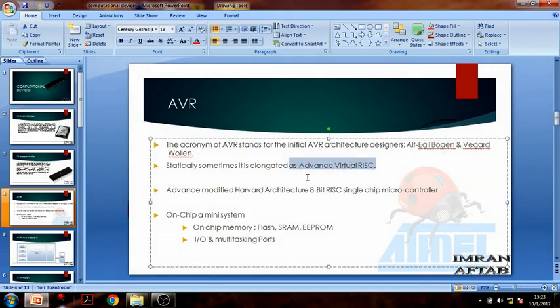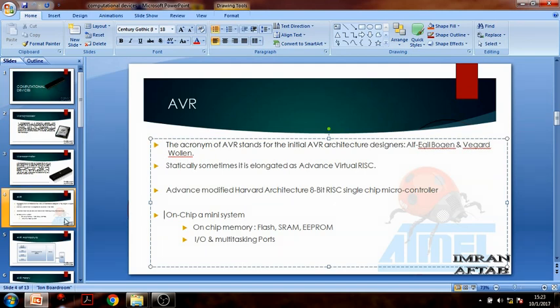It is an 8-bit microcontroller. That means its processing CPU can process 8 bits of data at a time. And as we have discussed already, since it's a microcontroller, it has flash, RAM, ROM, EEPROM, input, output, everything embedded inside the microcontroller.